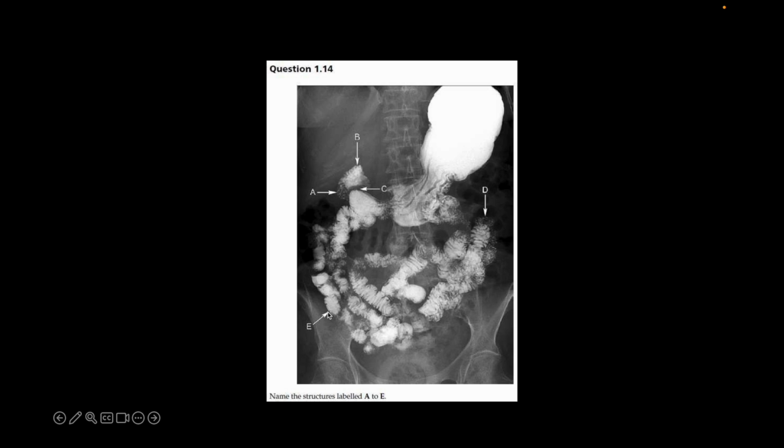D is the jejunum, E is the ileum. Look at the walls of the jejunum. It's so much more feathery, the valvulae conniventes, whereas these are a little bit more spread apart and less feathery in appearance. So that's how you can tell something is jejunum or ileum. See, look how feathery this is compared to ileum, which is more distal.